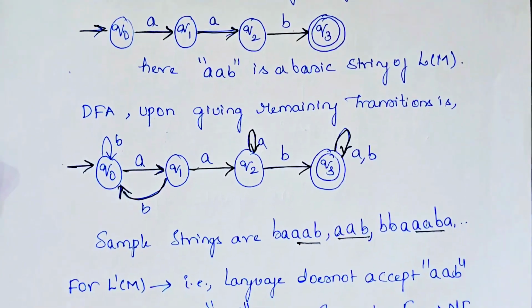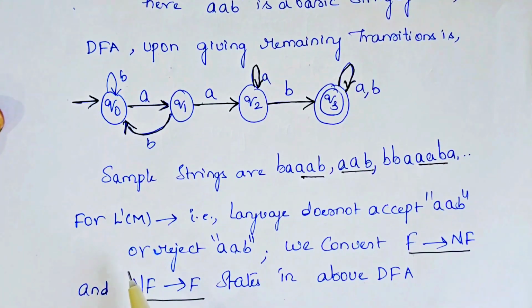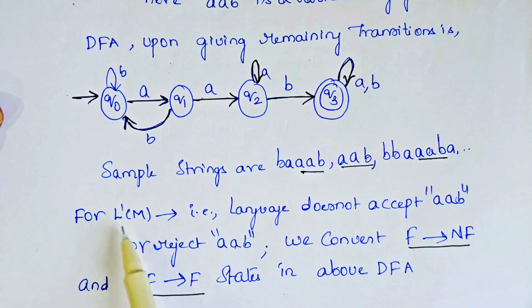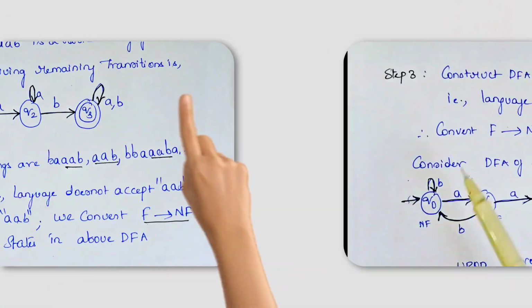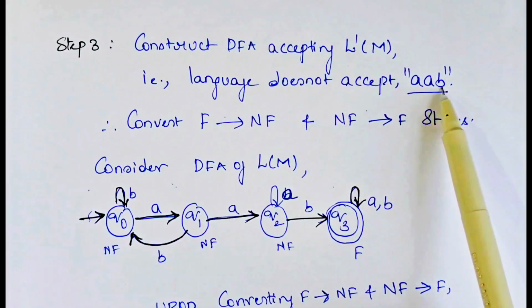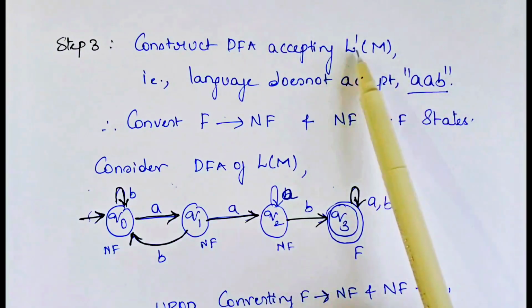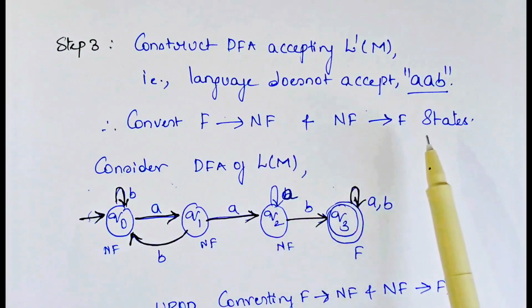Here for the language L of M, we have designed the DFA. For the complemented language, L complement of M, that is a language which doesn't accept the string AAB or which rejects the string AAB, we have to convert the final state to non-final state and non-final state to the final state for the above plotted DFA. So in order to construct the DFA for the language which is rejecting the string AAB, nothing but L complement of M, we have to convert final to non-final state and non-final to final state.